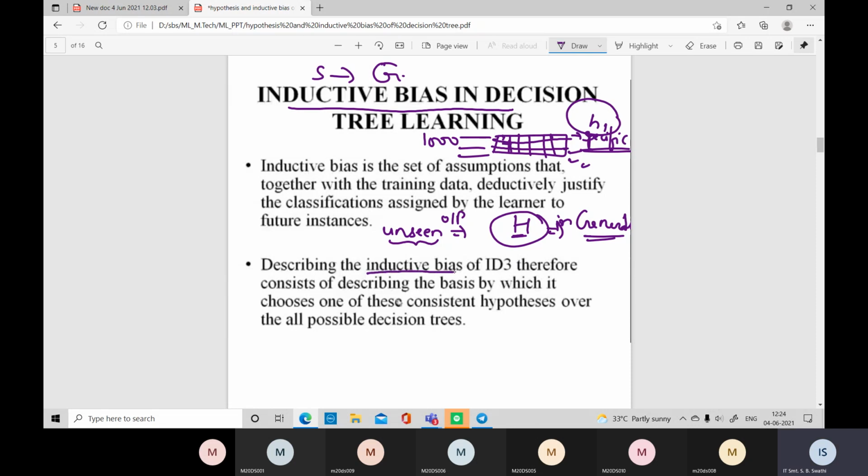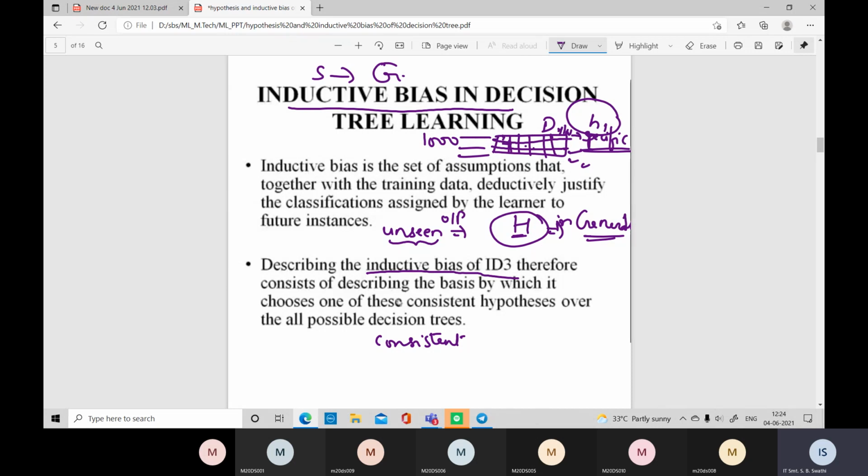Normally we describe this inductive bias for the ID3 algorithm, and only consistent data will be taken, which is present in this training data. If this is our original training data D, consistent means what? At the last, it should give some target, either yes or no. If it is left blank, that is not consistent data. Such type of data should be removed from the training data.